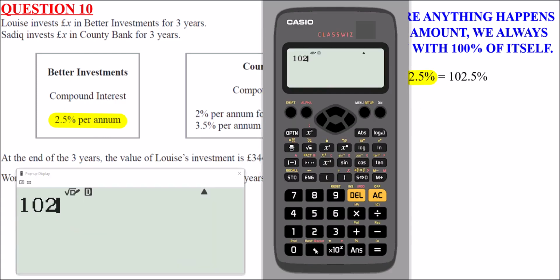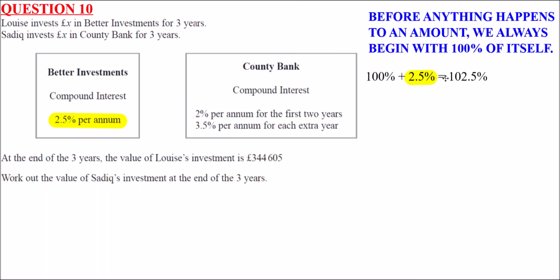But we can change this into what's known as a decimal multiplier, by typing the percentage first of all, then pressing equals. The decimal multiplier is 1.025, and it's these decimal multipliers which are powerful because they tell us what to multiply the initial values by to generate this overall percentage change. So first of all, this decimal multiplier is 1.025.